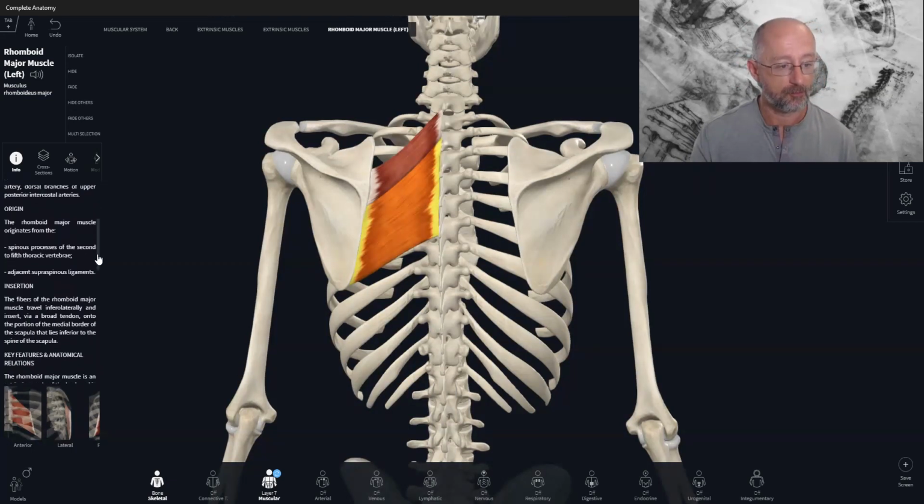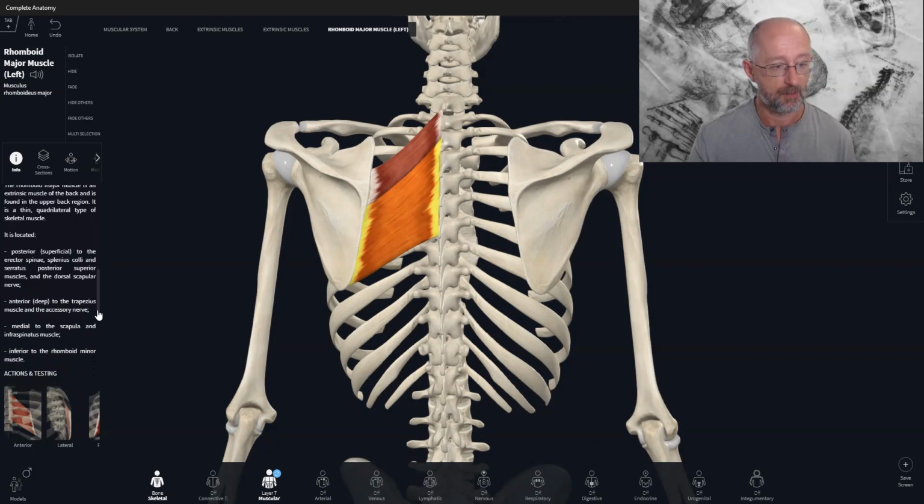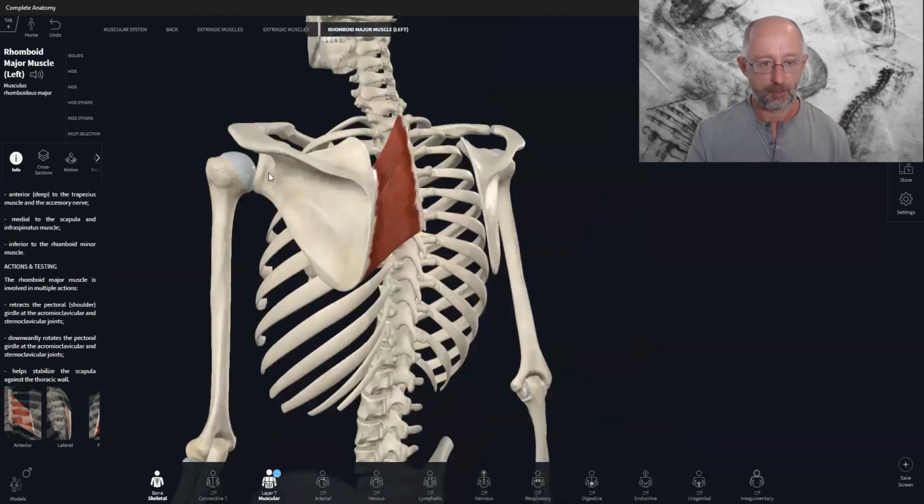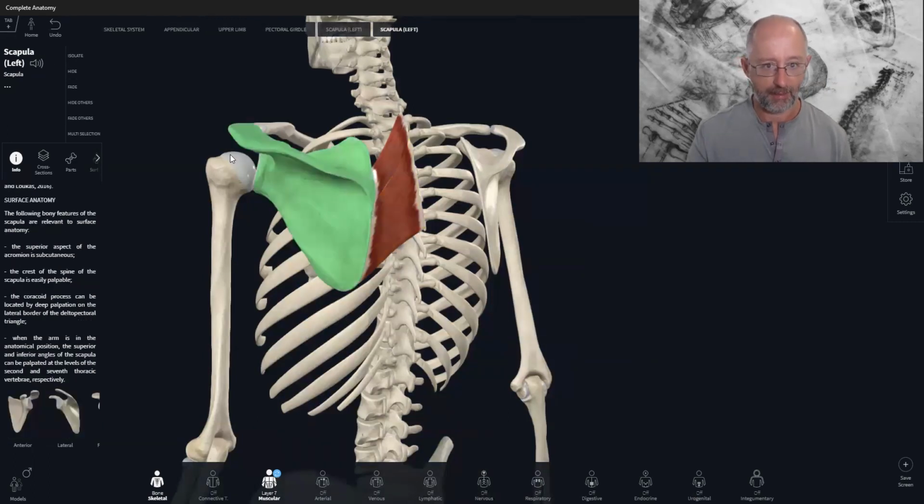So we go down through origin and insertion here on the left, and then we go to actions and testing. The rhomboid major is involved in multiple actions: it retracts the pectoral shoulder girdle at the acromioclavicular and sternoclavicular joints. Okay, so what does that mean? Retracts the pectoral shoulder girdle. So the pectoral shoulder girdle is basically the scapulohumeral, so chest, shoulder, essentially the whole shoulder blade.